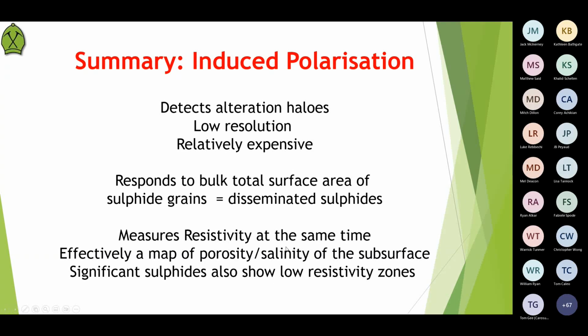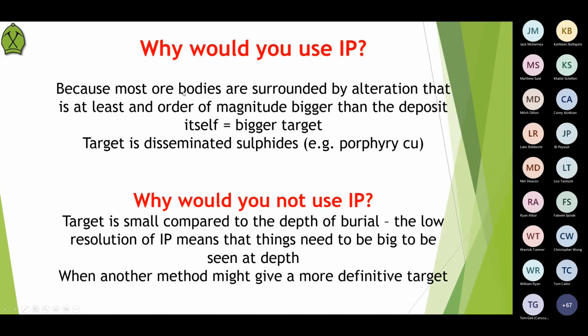Why would we do it? Because most ore bodies are surrounded by an alteration halo that is much bigger. So EM is looking really for only the high grade core, which can be a very, very small target, whereas the alteration halo around an ore body is much, much larger, and that makes it an easier target to resolve at depth. So IP can often have better depth investigation for some things than EM.